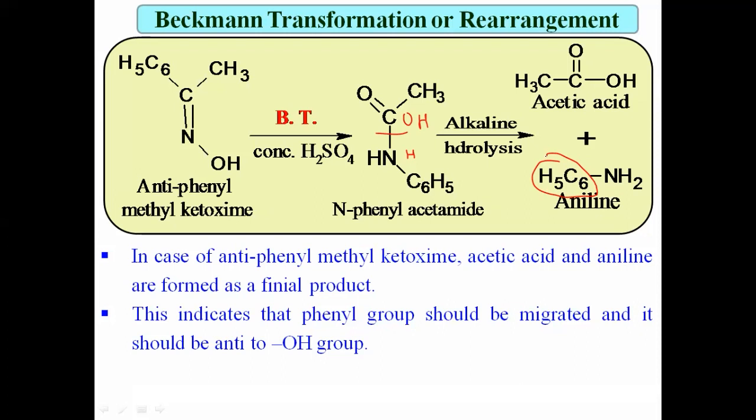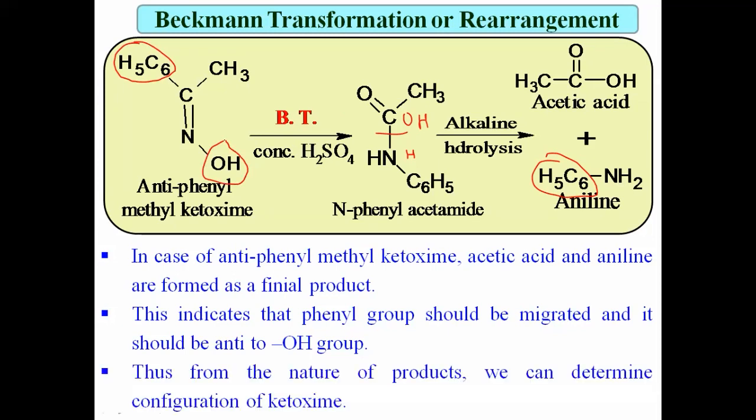Because what happens in Beckmann's transformation? In Beckmann's transformation, generally the anti group is migrated. That means the group that is at the anti position to OH migrates and goes onto the nitrogen, and from that the primary amine is formed. Here in this primary amine there is a phenyl group. This indicates that the phenyl group should have migrated. That means the phenyl group should be present at the anti position to the OH. Yes, thus from the nature of the product we can determine the configuration of ketoxime.